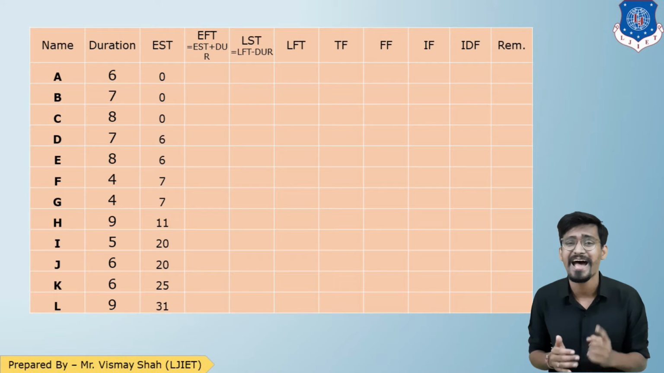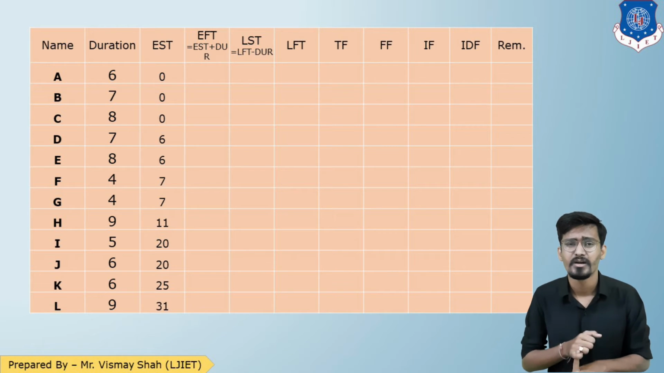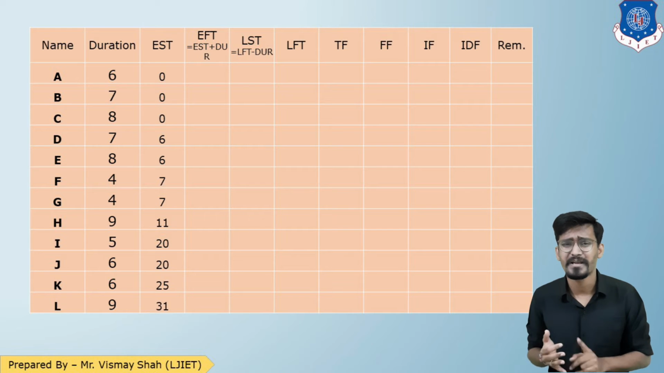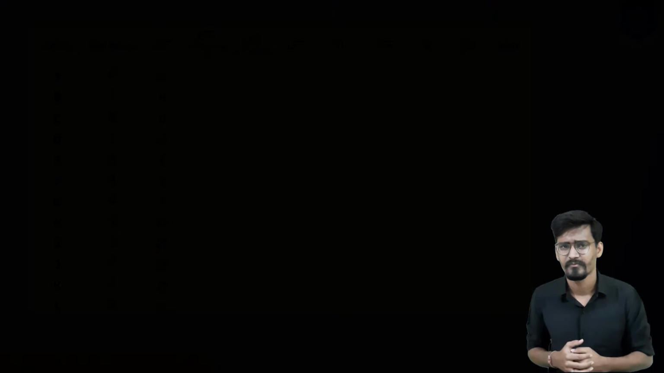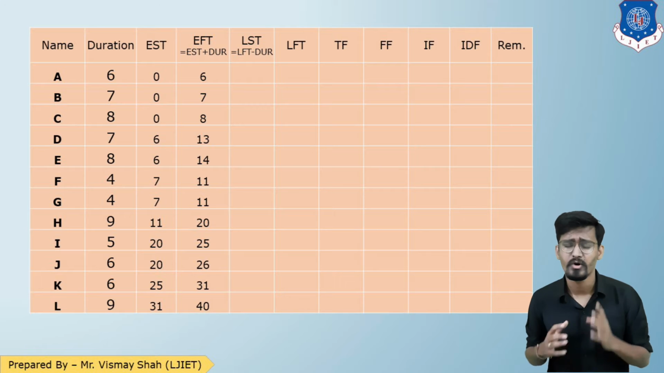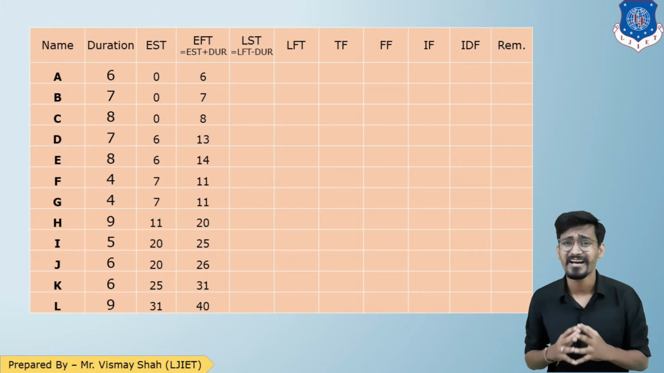So that is the formula, EST plus duration. So duration plus EST. So 0 plus 6, 6, 0 plus 7, 7, 8 plus 0, 8, 6 plus 7, 13, 8 plus 6, 14, etc. So that is how we need to complete the EFT. So that is the column of EFT. I hope we are clear up to this point.